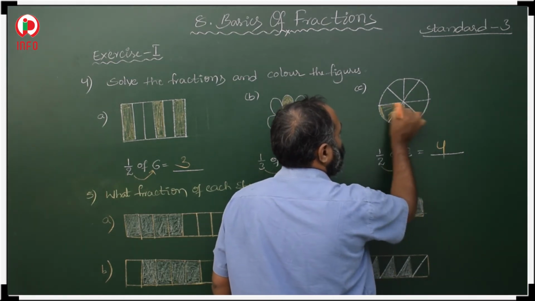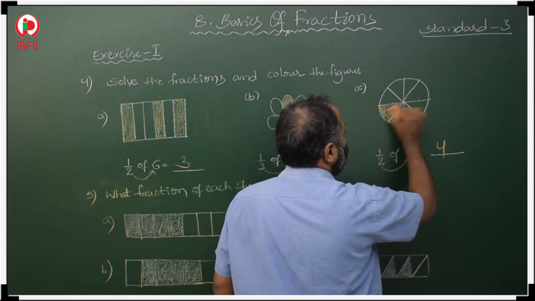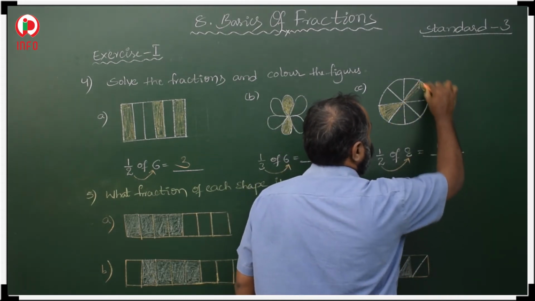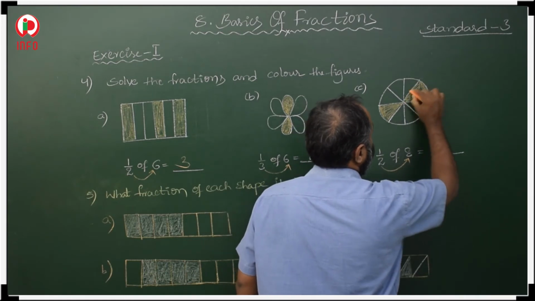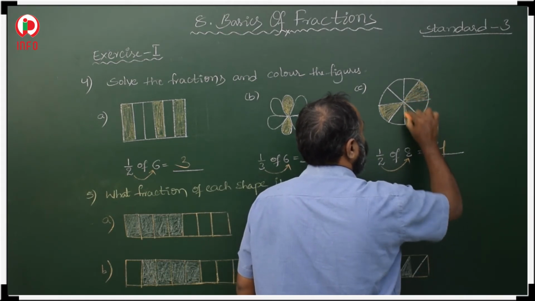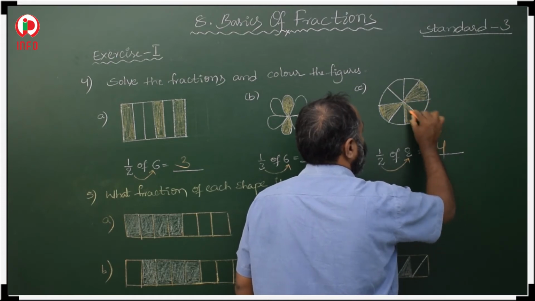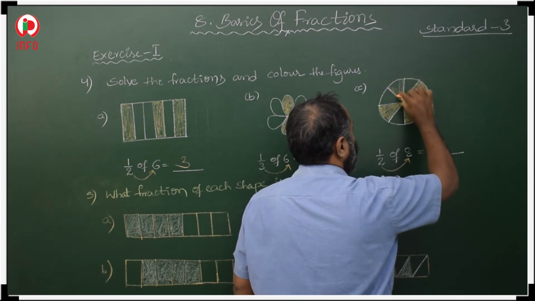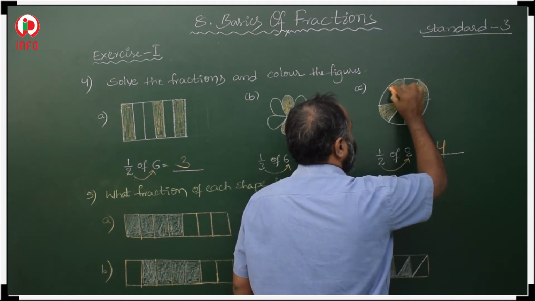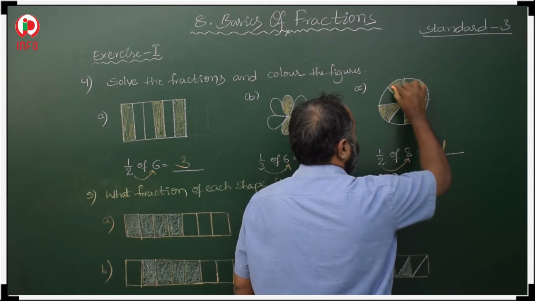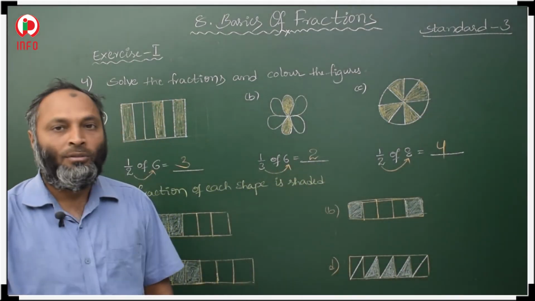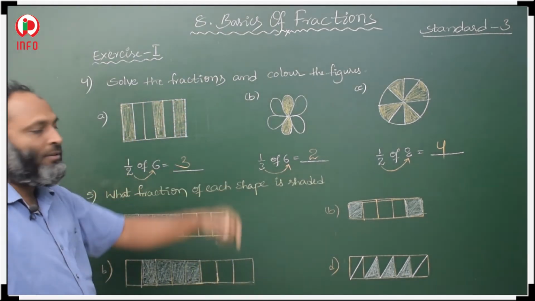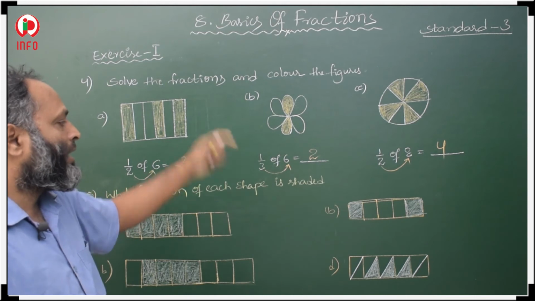Okay. This is the first part. This is the second part. This is the third part. This is the fourth part. Total 4 parts we have to shade. So according to the fraction we have to find the solution and that many parts we have to shade.